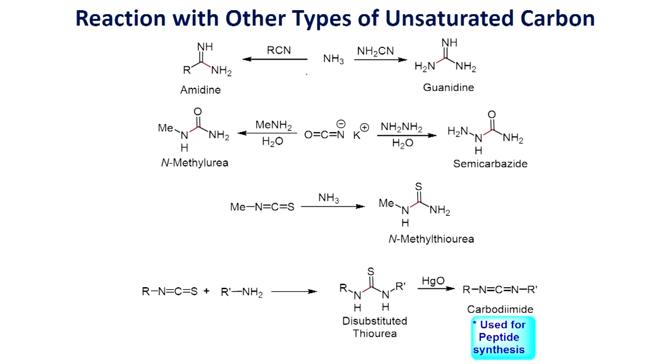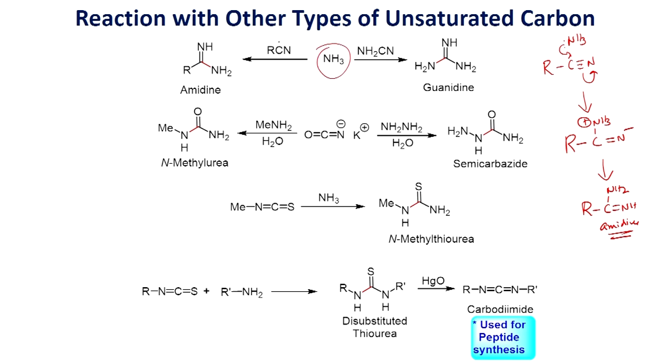The first example involves, if you remember earlier, this electrophilic nature of this carbon. Once we have the ammonia, it can readily undergo addition reaction. You will be able to form this, which can convert into this. So if you have ammonia, that ammonia can readily undergo addition reaction with the carbon-nitrogen triple bond of nitrile to give amidine as a product.